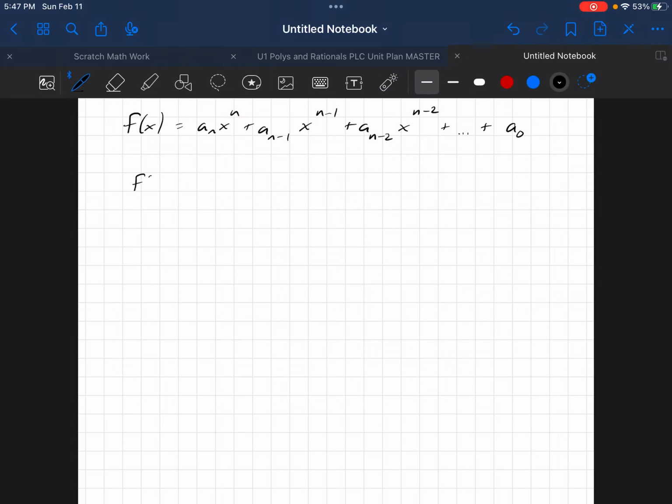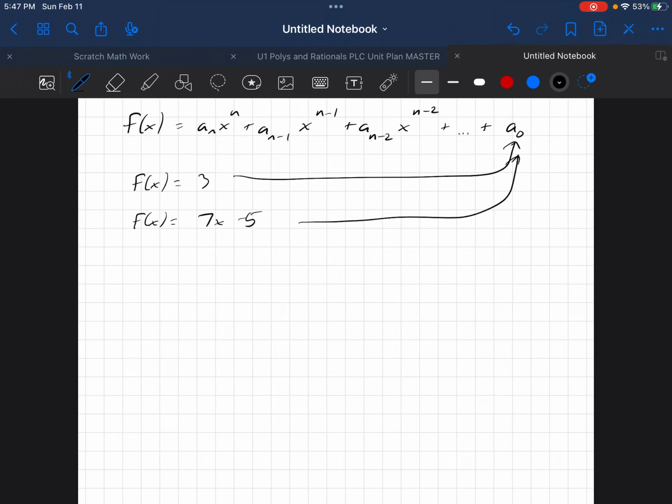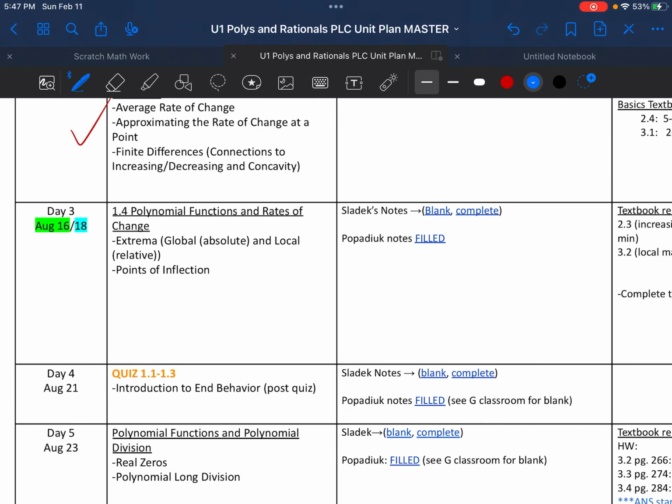So for example, technically, f of x equals 3 is a polynomial because 3 is the constant term. F of x equals 7x minus 5 is a polynomial because we have a constant term and a linear term. But f of x equals 3x to the 1001 minus x to the pi is not a polynomial, because of this x to the pi. So that's the definition of a polynomial.